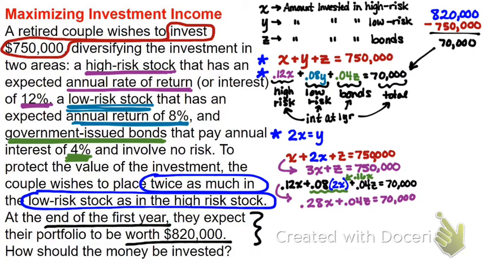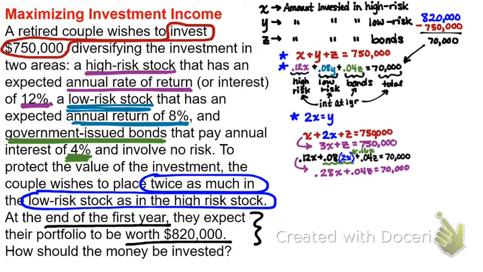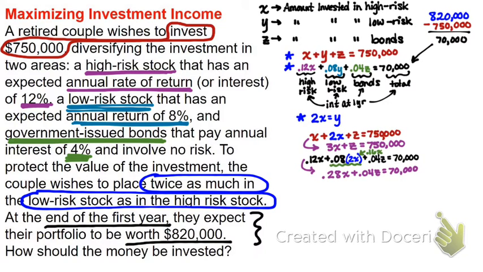We can pick now between substitution or elimination. What would you guys like to use? Substitution? So tell me what we're going to substitute if we use substitution. We could substitute for z: 750,000 minus 3x. Yes. We can take this idea right here, and I can have z equals 750,000 minus 3x.